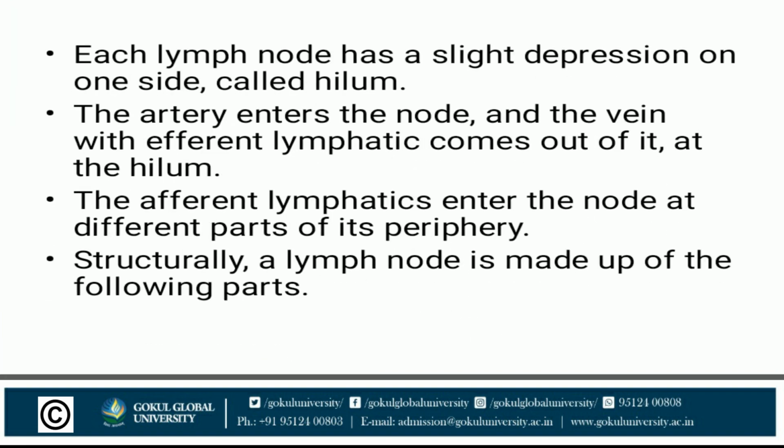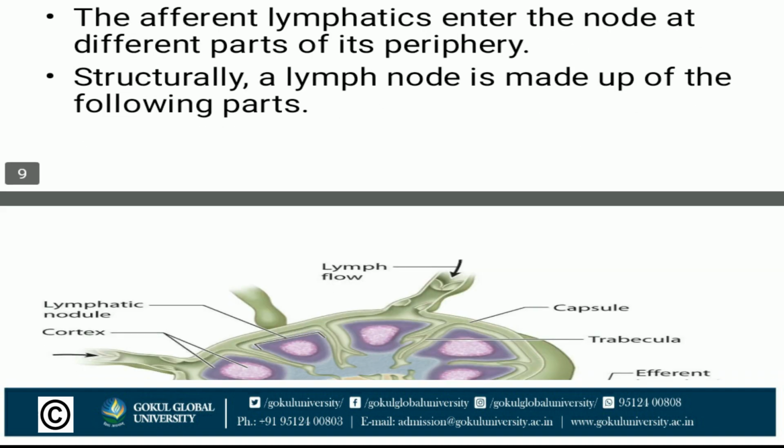Each lymph node has a slight depression on one side called the hilum, like in the kidney. The artery enters the node, and the vein with the efferent lymphatic comes out of it at the hilum. The afferent lymphatics enter the node at different parts of its periphery. Structurally, a lymph node is made up of the following parts.